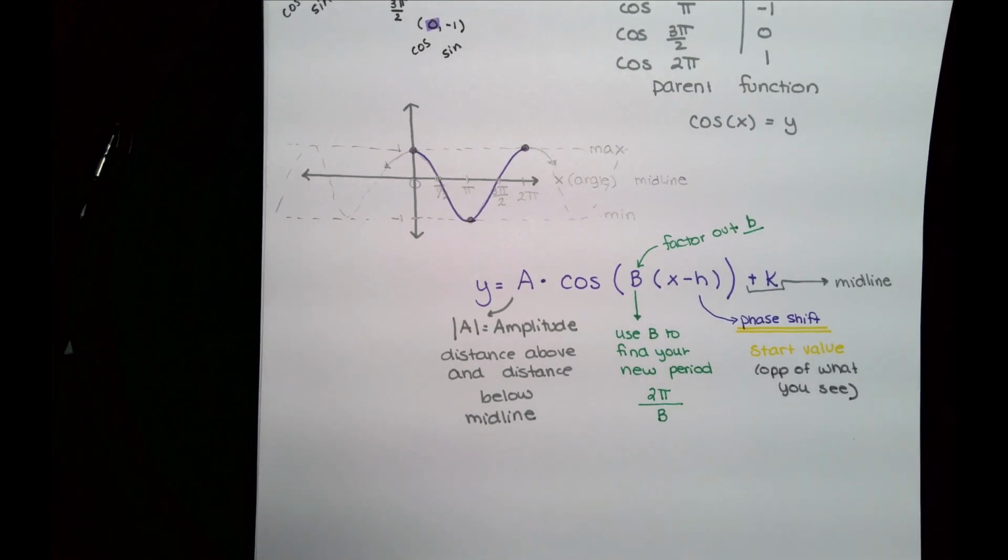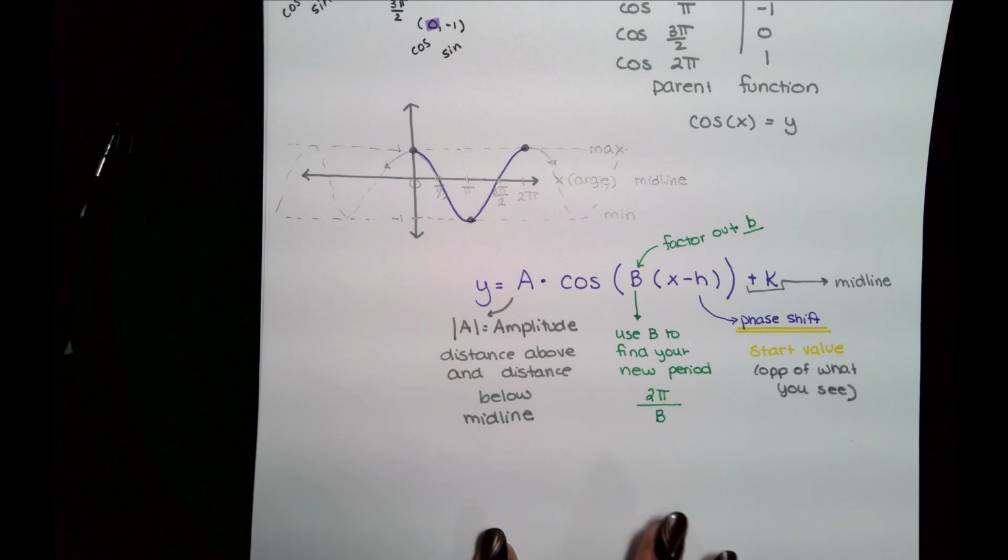And then I promised you a little bit of a cosine description. So again, if a is positive, we have a positive cosine. If a is negative, we have a negative cosine. It is dependent on whether you have an increasing or a decreasing function.